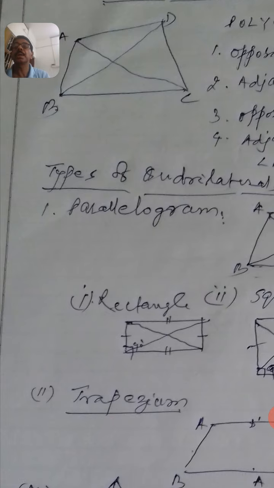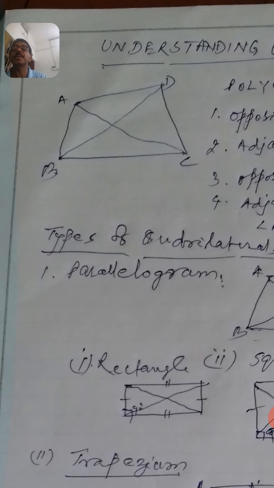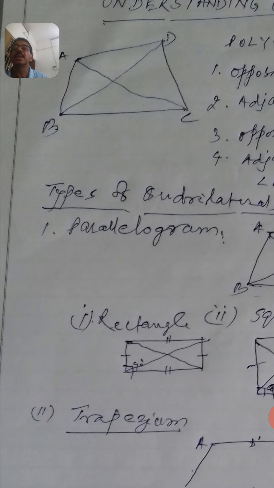Now, diagonals. What is a diagonal of a polygon or quadrilateral? If you start from A and join, leaving B, you join vertex C, you get a diagonal. AC is a diagonal. Similarly, if you start from B and leaving C, you join with D, so BD is a diagonal. So you have got two diagonals, AC and BD.